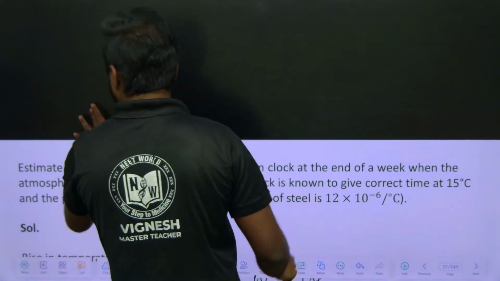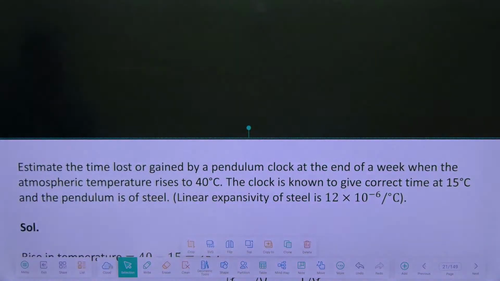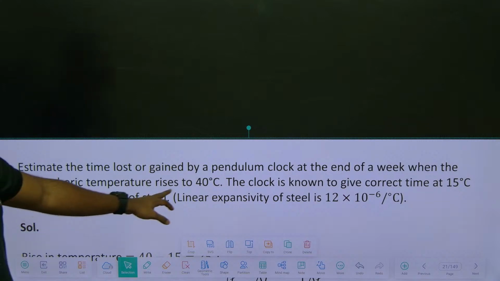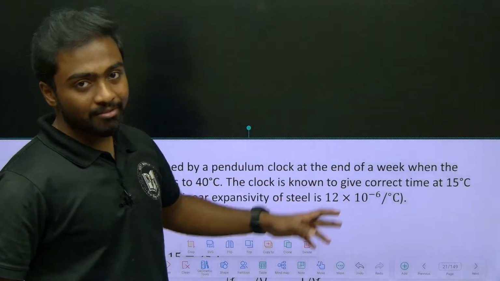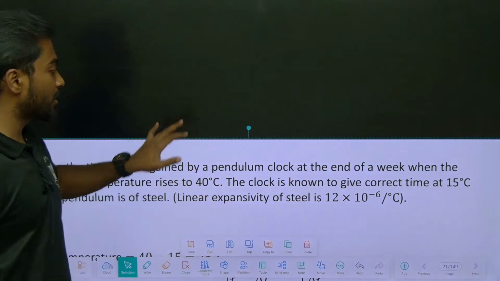Estimate the time lost or gained by the pendulum clock at the end of a week when the atmospheric temperature rises to 40 degrees Celsius. The clock is known to give correct time at 15 degrees Celsius, and the pendulum is of steel, whose linear expansion coefficient is given as 12 into 10 power minus 6 per degree Celsius. So this is the given question.